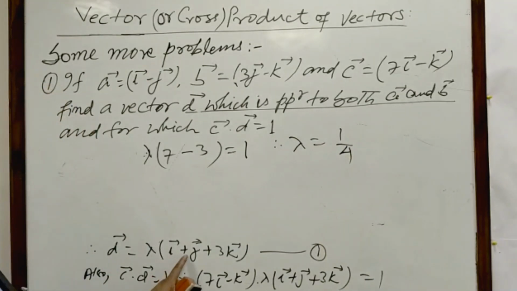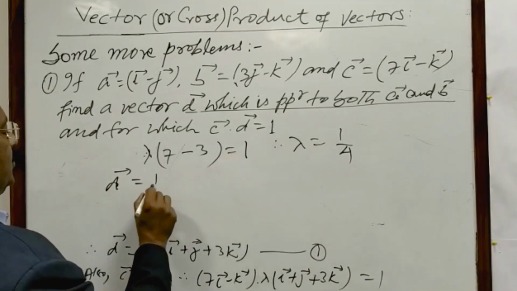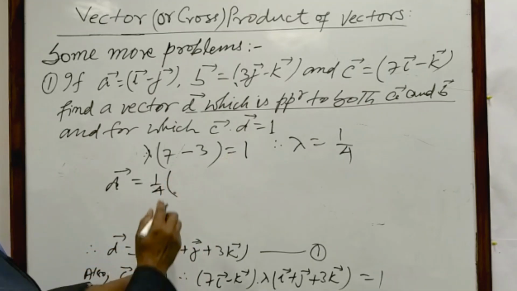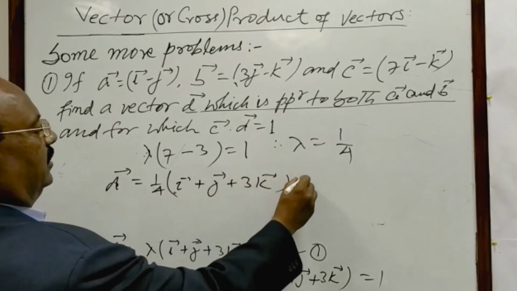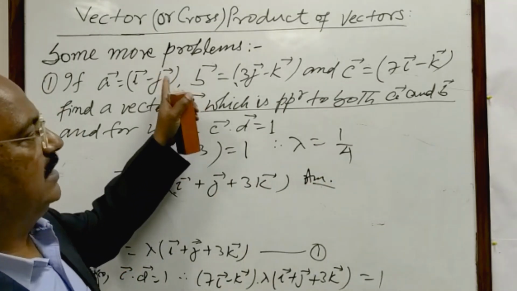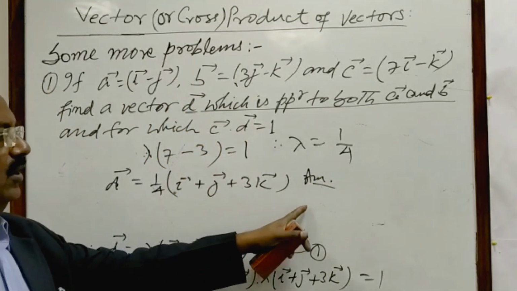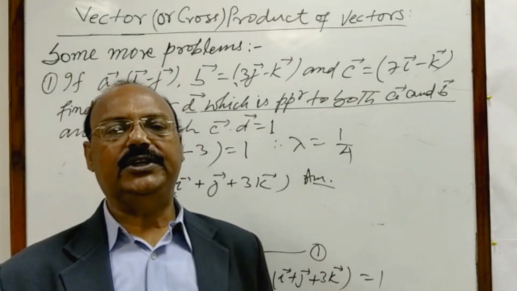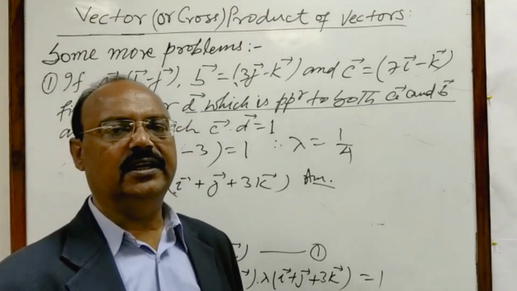So now with the help of this relation 1, now we can get the required vector D, which is lambda times, means 1 by 4 times of i plus j plus 3k. This is the required vector D, which is perpendicular to each of these two vectors A and B, and C dot D is equal to 1. So this is the answer. So students, question is very simple, but still it is conceptual. So you need to make your concept very clear so that we can handle all these questions. Now let us see next question.